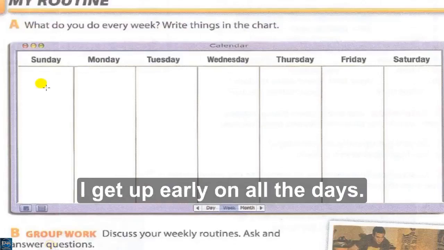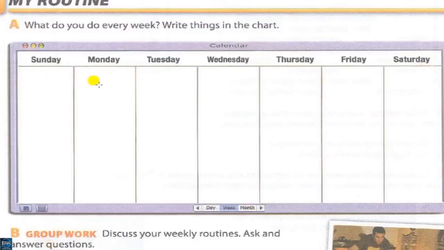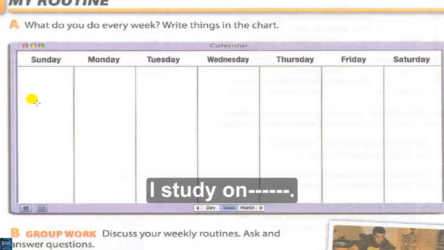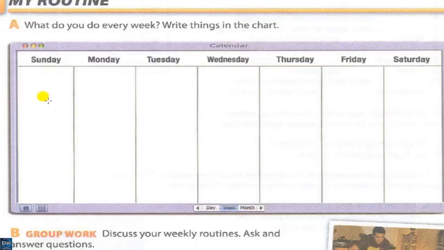When do you get up early? I get up early on all the days: Sundays, Mondays, Tuesdays, Wednesdays, Thursdays, Fridays, Saturdays. When do you study? I study on Sunday, Monday, Tuesday, Wednesday, Thursday. I don't study on Friday or Saturday.